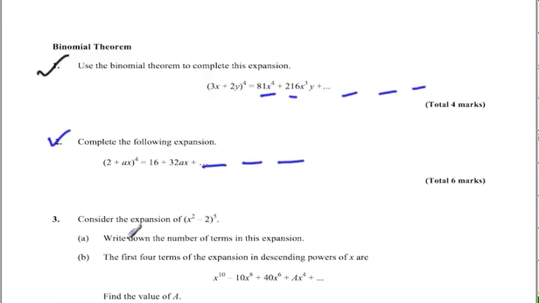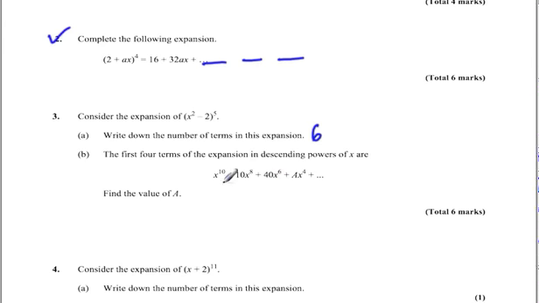So consider the expansion, so write down the number of terms in the expansion. Without even doing it, we can already say that it's actually 6 terms because it's to the power of 5, and 5 plus 1, that's 6 terms. Okay, the first 4 terms of this expansion are in descending powers of x, so that's where we have the descending powers. Find the value of a. So a is the coefficient of x to the power of 4.